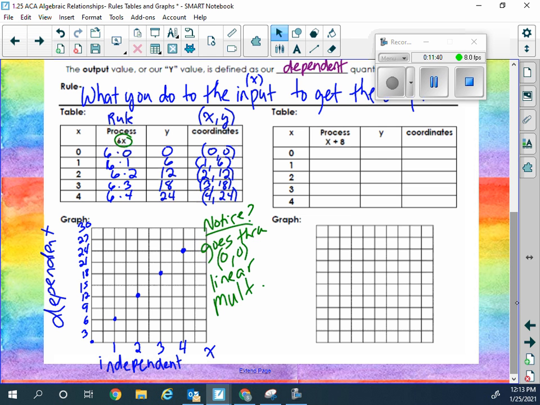Yeah. Okay, let's look at table 2. Table 2, okay? This time, our process or rule is x plus 8. So that means we're going to take 0 plus 8 to get the y, which would be 8, which makes the coordinate 0, 8. 1 plus 8 would be 9. So that would be 1, 9. Okay, go ahead and finish it out.